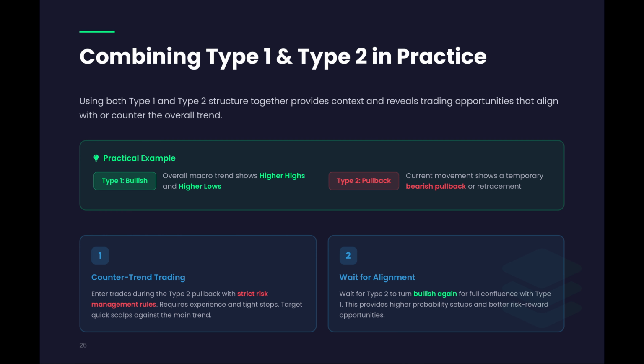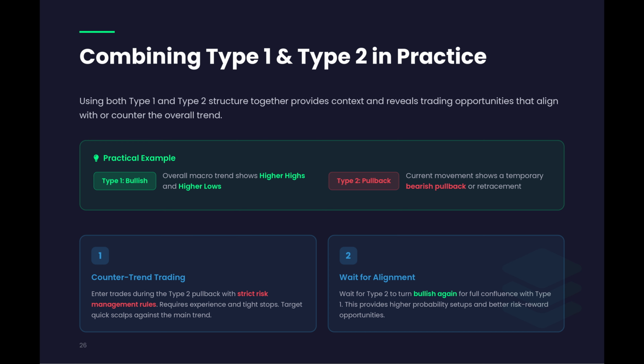Now let us delve into the fascinating world of combining Type 1 and Type 2 structures in actual practice. This is where theoretical knowledge transforms into practical trading prowess. Imagine, if you will, a classic scenario that many a trader encounters. Your Type 1 structure is clearly bullish, as evidenced by higher highs and higher lows on your extended time frame. The macro trend is unequivocally upward.